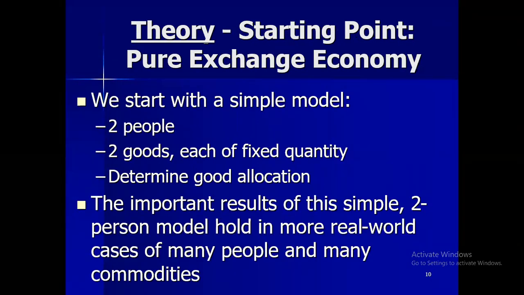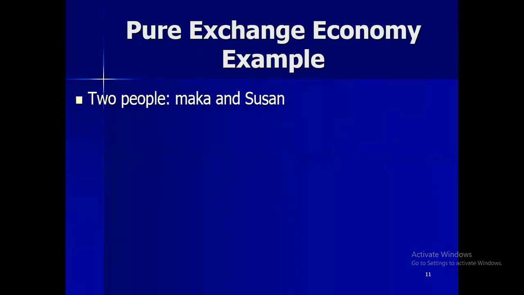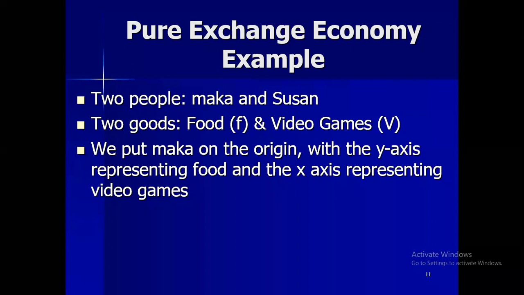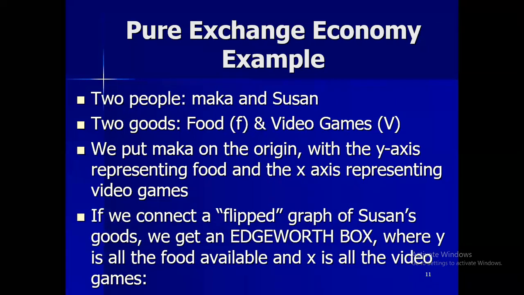I hope you have done and jotted down some of the points of our last lecture. So we were discussing our new topic, which is pure exchange, where we are taking two people and two goods, and we will determine the allocation of goods. The two people are Makkah and Susan. The two goods are food and video games. We put Makkah on the origin with the y-axis representing food and the x-axis representing video games. I'll show you in the next few slides how we have placed these on the axis.